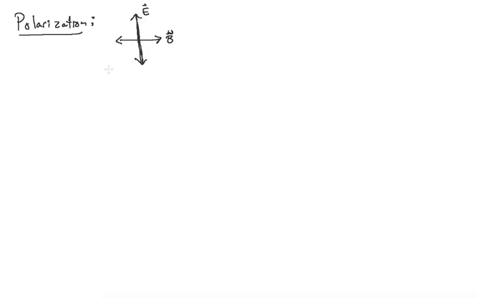If we make just some random light, like the light coming from the sun or from a light bulb or something like that, what happens is these electric fields aren't always lined up with each other. Sometimes the electric field might be pointed this way. So now let's only think about the electric field. Let's not think about the magnetic field. So the electric field might be pointed this way, or this way, or this way.